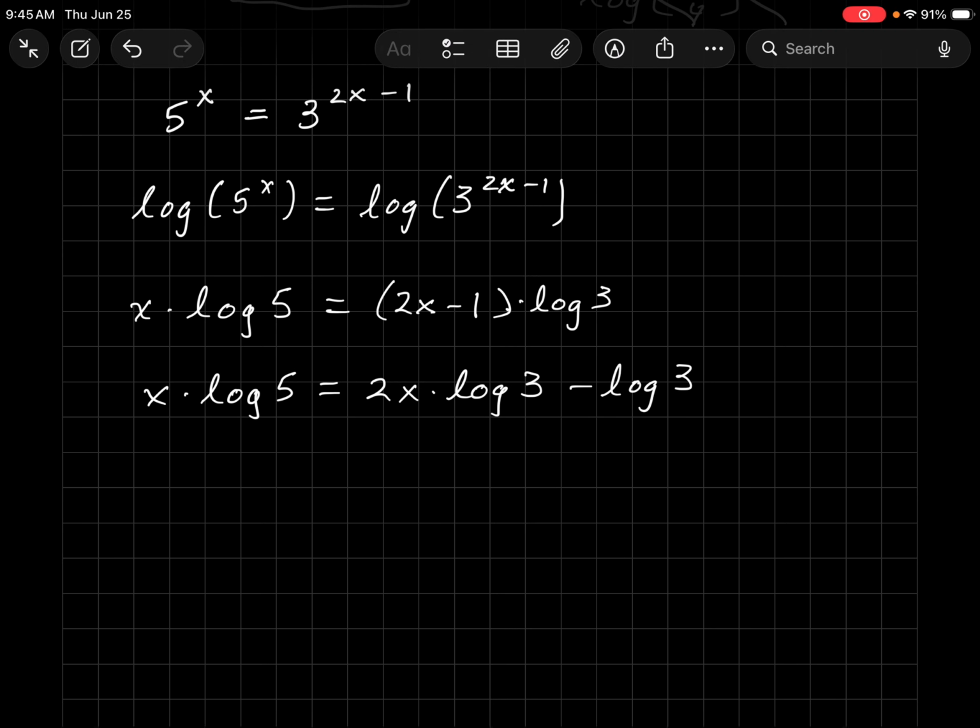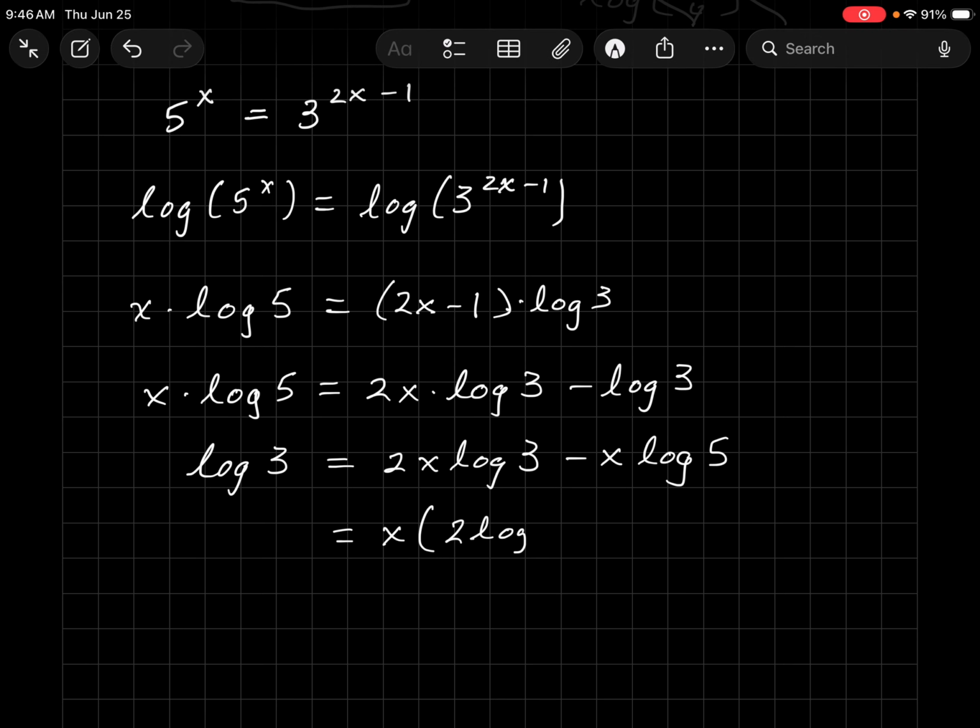And then I want all the x's on one side and all the non-x's on the other, if possible. So I will have 2x log 3 minus x log 5 equals the log of 3. So all the expressions with an x on one side, and all without on the other. Because I can now factor out an x from the left side of the equation. So I get x times 2 log 3 minus log 5 equals log 3 over here.